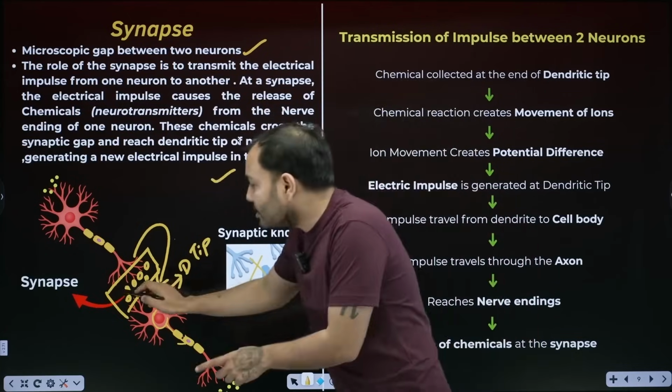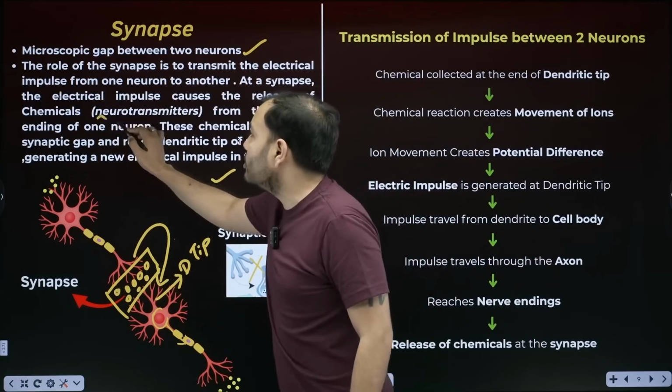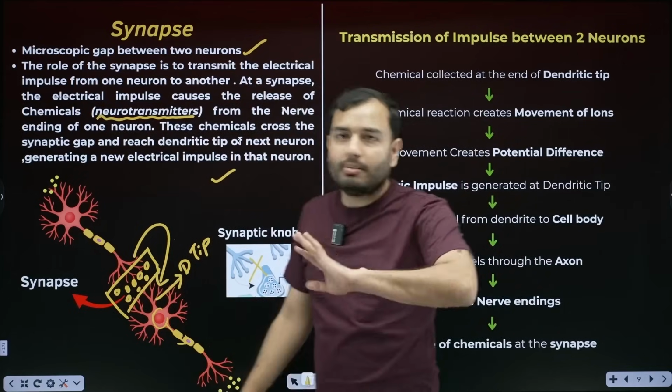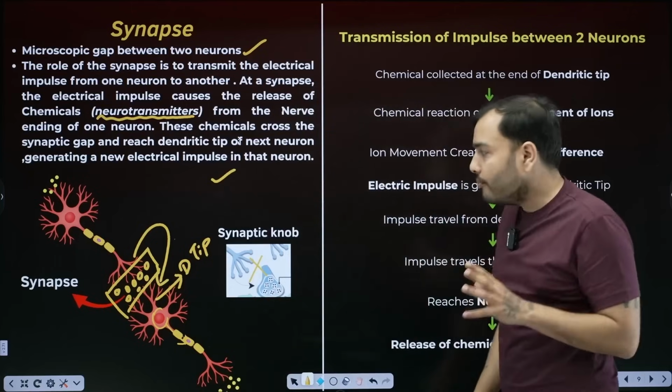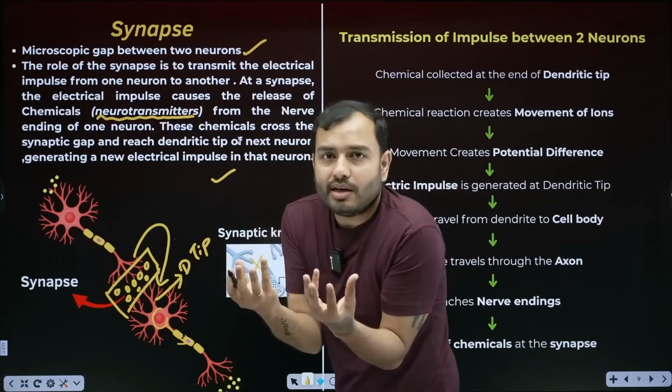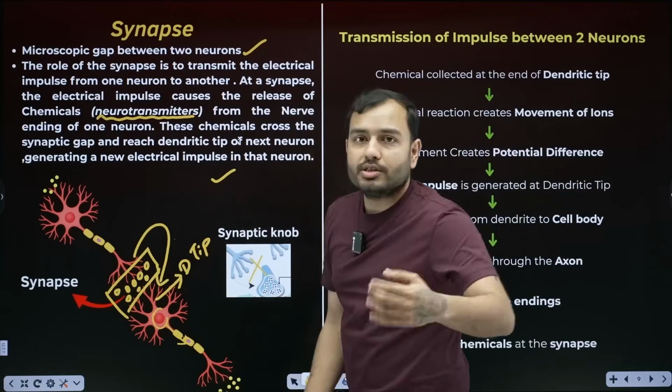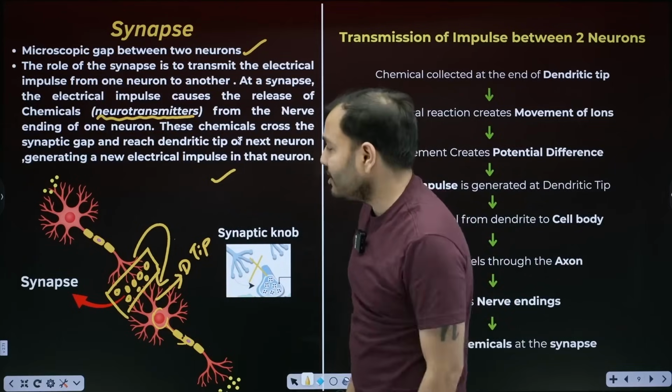The chemicals they release, those special kinds of chemicals, are also called neurotransmitters. This is not written in NCERT, you can also leave it. These chemicals are called neurotransmitters because what are they doing? They are transmitting the signal.